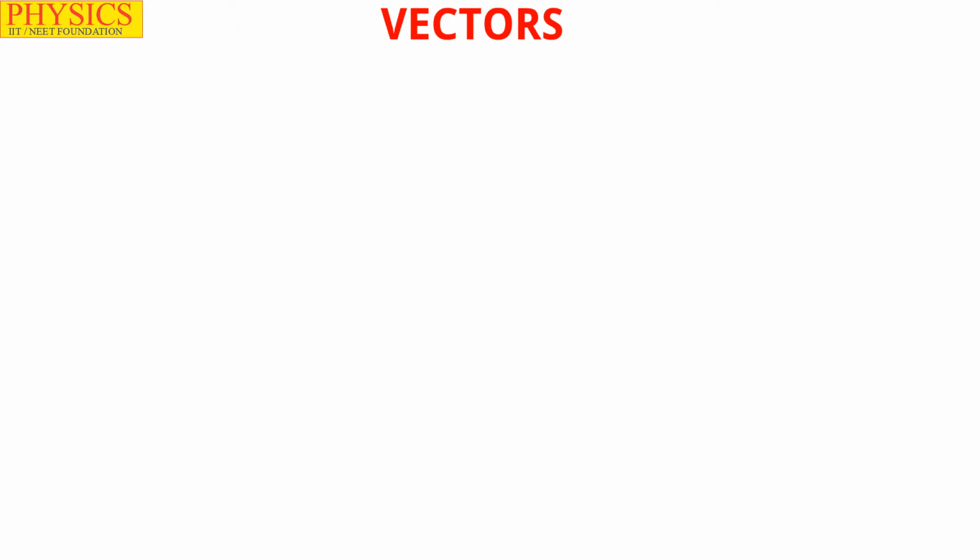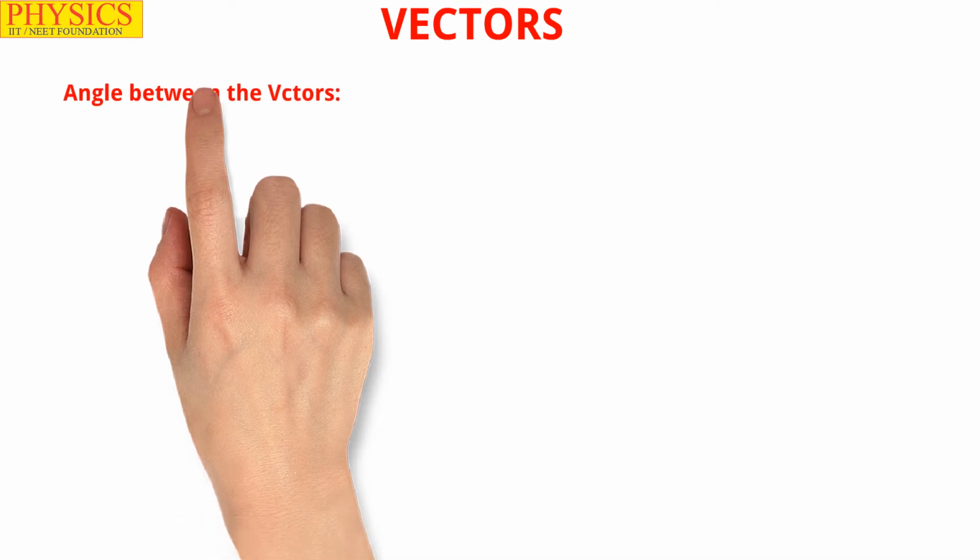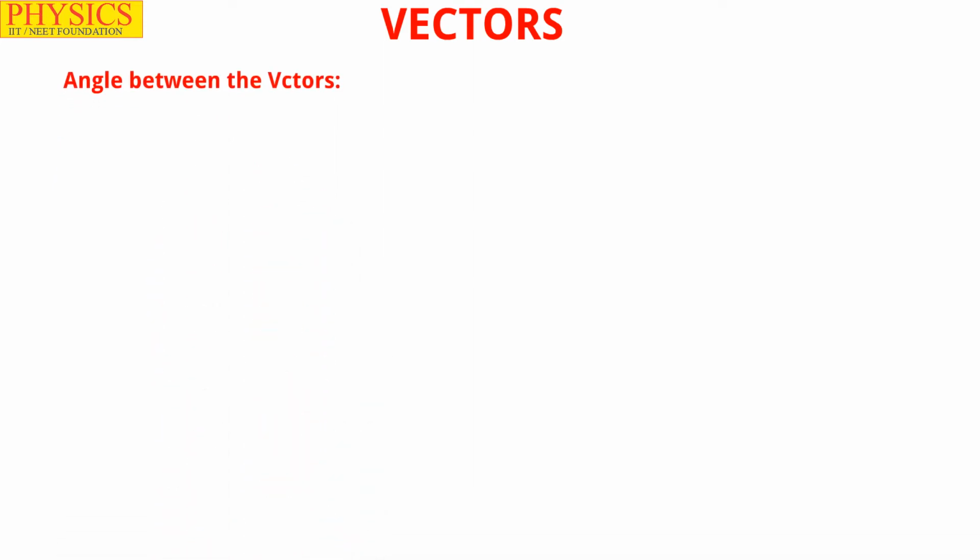Let us see the concept of angle between two vectors. The angle between two vectors is defined as the shortest angle through which you have to turn one of the vectors to the position of co-directional with the other vector. Don't panic. I'll explain this in a simple manner.